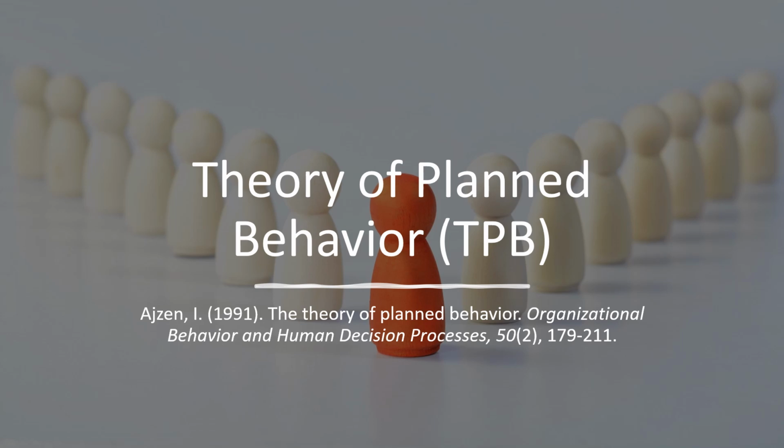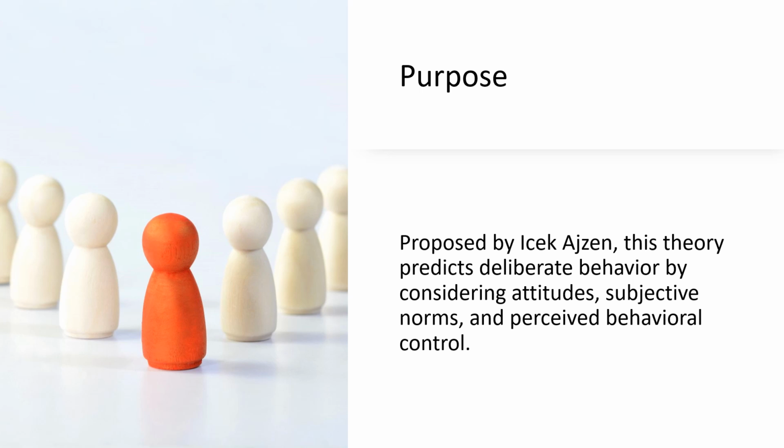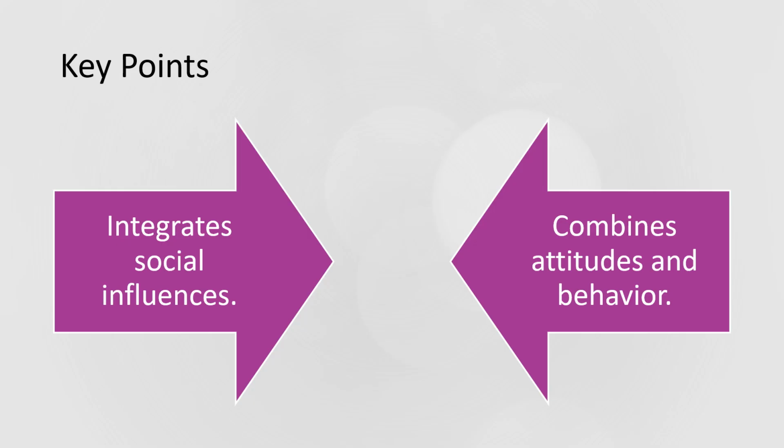The next one is the theory of planned behavior. This one is by Ajzen from 1991. The purpose of Icek Ajzen's, I always struggle to say his name, sorry, Ajzen. This theory predicts deliberate behavior by considering attitudes, subjective norms, and perceived behavioral control. Some of the key points is that it integrates social influences and combines attitudes and behavior.